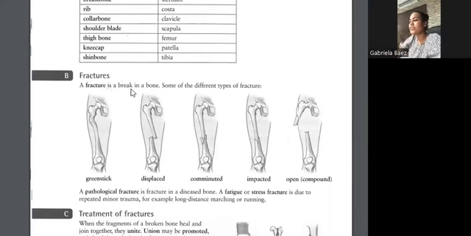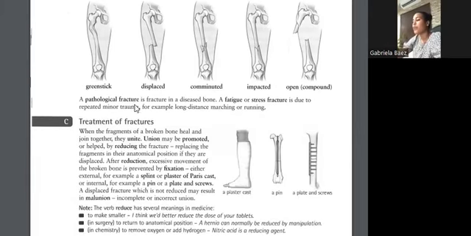Fractures. A fracture is a break in a bone. Some different types of fracture: greenstick, displaced, comminuted, impacted, open, compound. A pathological fracture is a fracture in a diseased bone. A fatigue or stress fracture is due to repeated minor trauma, for example, long distance marching or running.